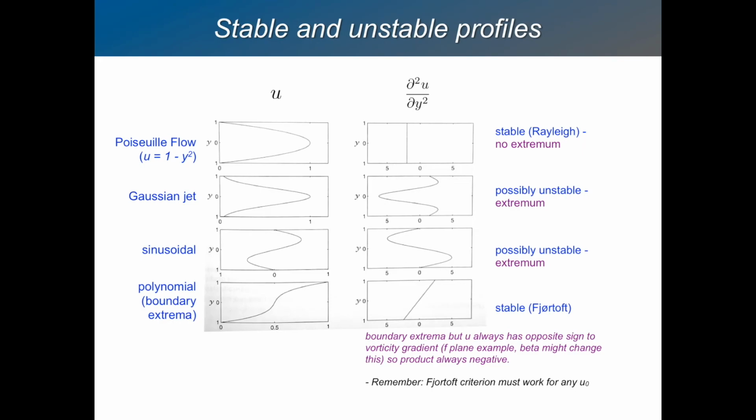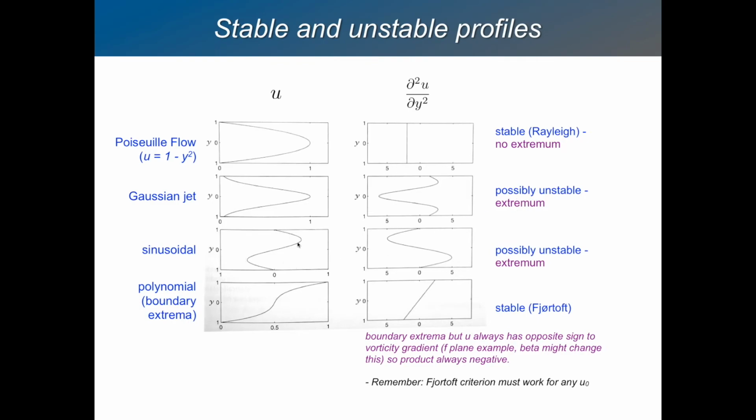Right, so let's have a look at some profiles. Start with this one, Poisson flow. It's the kind of flow you get in a viscous pipe. Quadratic form for U. So the gradient of the vorticity is just a constant. It can't change sign in the domain, therefore it must be stable. There's no extremum. Gaussian jet, well, that's an exponential form, so yes, it's got extrema, and therefore it could possibly be unstable.